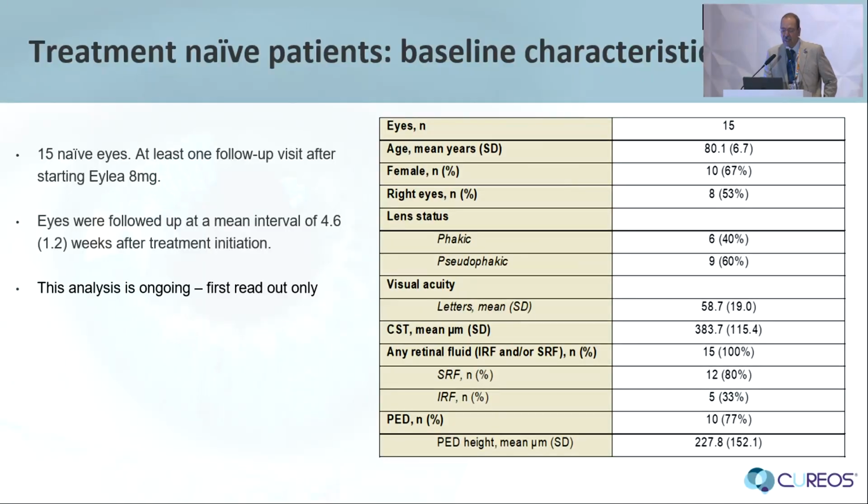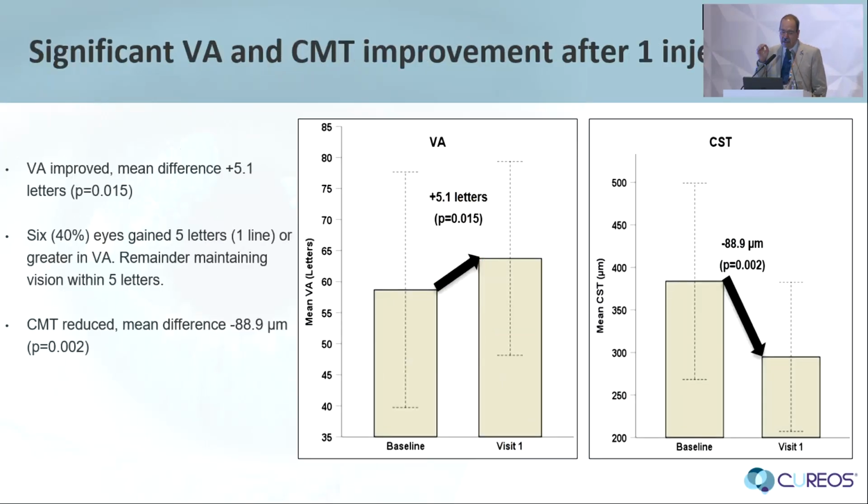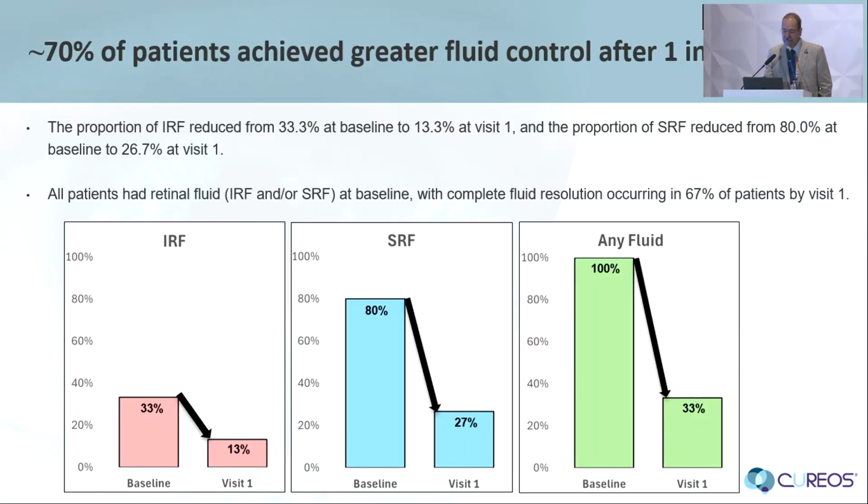So we have a study called the CURIOS study, where each center is analyzing 10 patients of their own and looking at how they responded, in naive patients and also patients who were switched. We find a significant improvement in visual acuity and reduction in central macular thickness after the first injection. These are very early data, in fact only from one center, but that's the feeling you get after you analyze and see what's going on.